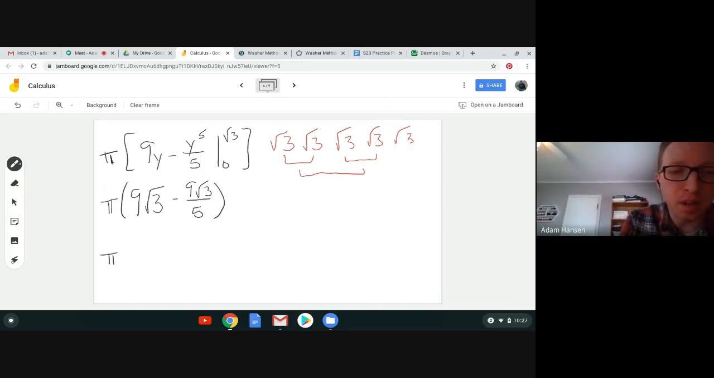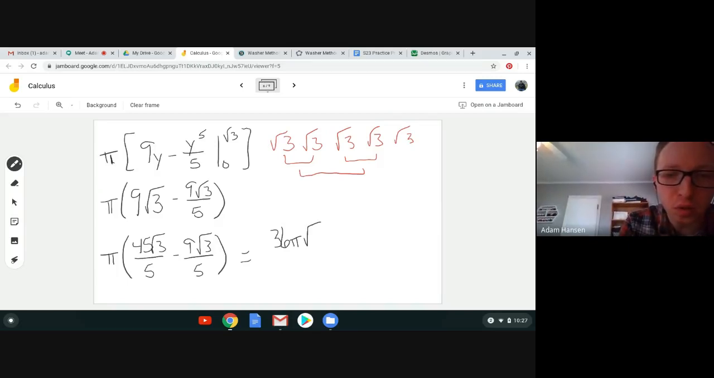Finding a common denominator. 45 square root of 3 over 5 minus 9 square root of 3 over 5, for a total volume of 36 pi square roots of 3 over 5.